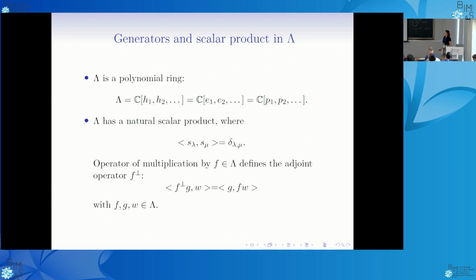And it turns out, and it's very useful, that any symmetric function can be written as a polynomial in either family of generators. So any symmetric function can be written as a polynomial in complete symmetric functions, or elementary symmetric functions, or power sums. And also, there is a natural scalar product, where Schur symmetric functions form an orthonormal basis. And once we have a scalar product, we can define adjoint operators by this standard formula.